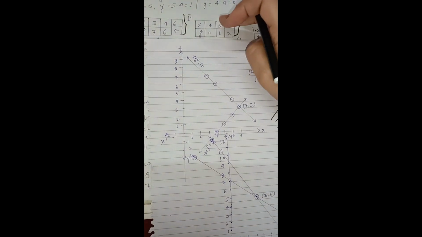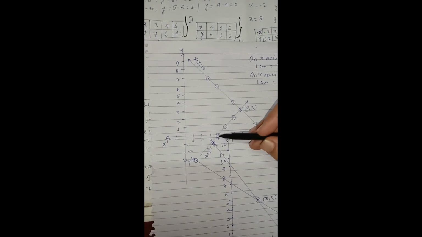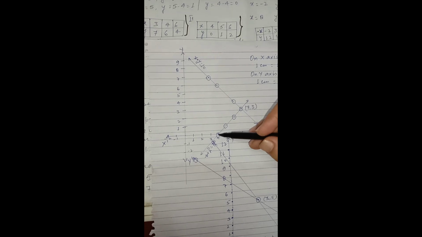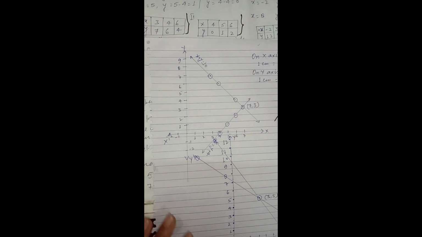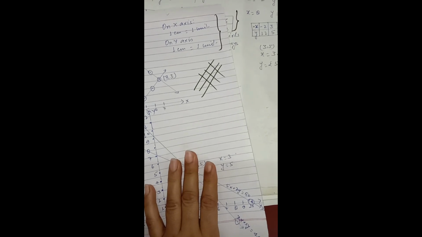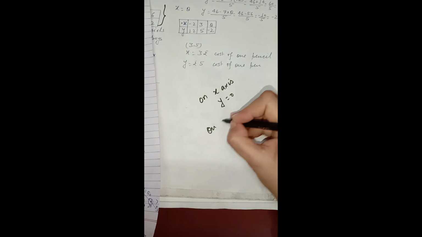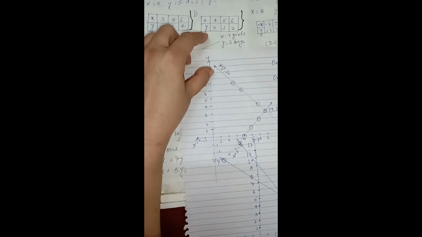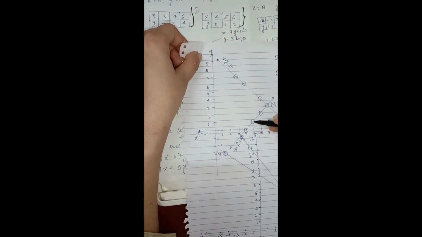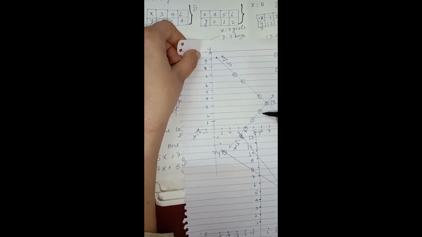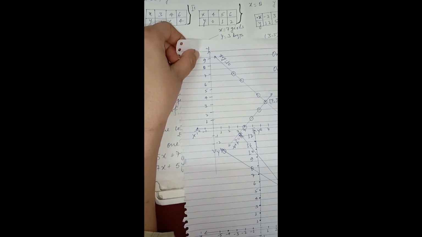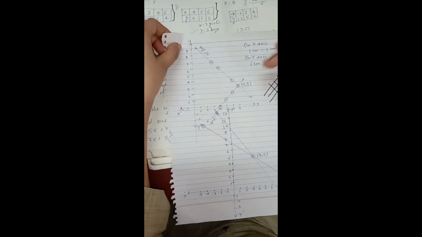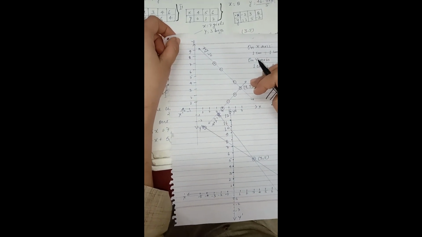Now for the second equation, when x is 4, y is 0. This is the point. On x-axis, y equals to 0. And on y-axis, x equals to 0. So, x 4, y 0. X is 5, y is 1. X is 6, y is 2. Again, we will draw the graph with the lines and we will circle the points. If we are getting a straight line, our solution is correct.